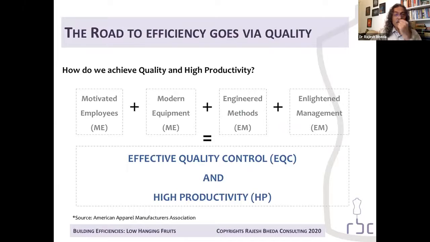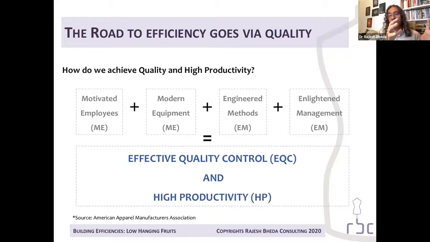Now, when we talk about efficiency, what is important to know is that the road of efficiency goes through quality. Quality and efficiency go hand in hand. So I would like to share this equation, given in one of the publications of the American Apparel Manufacturers Association, which says that ME plus EM plus EM equals EQC and HP, which is effective quality control and high productivity, contributed by motivated employees, modern equipment, combined with engineered methods and enlightened management.